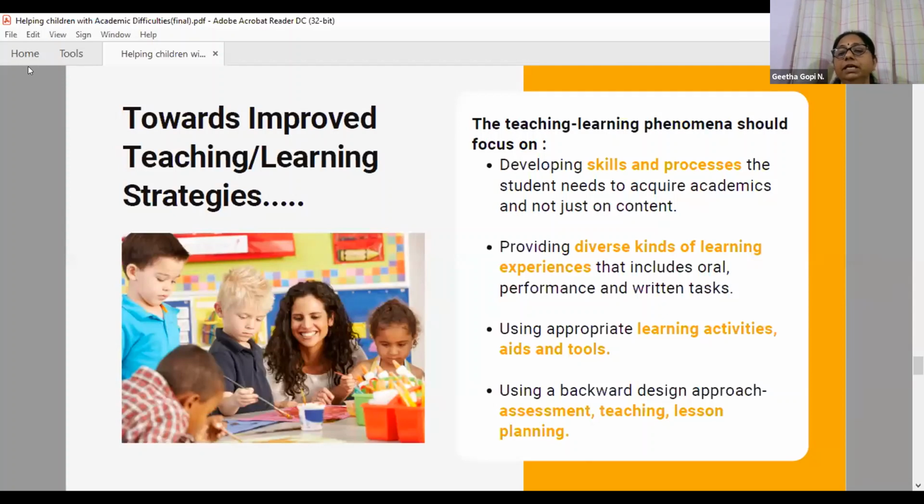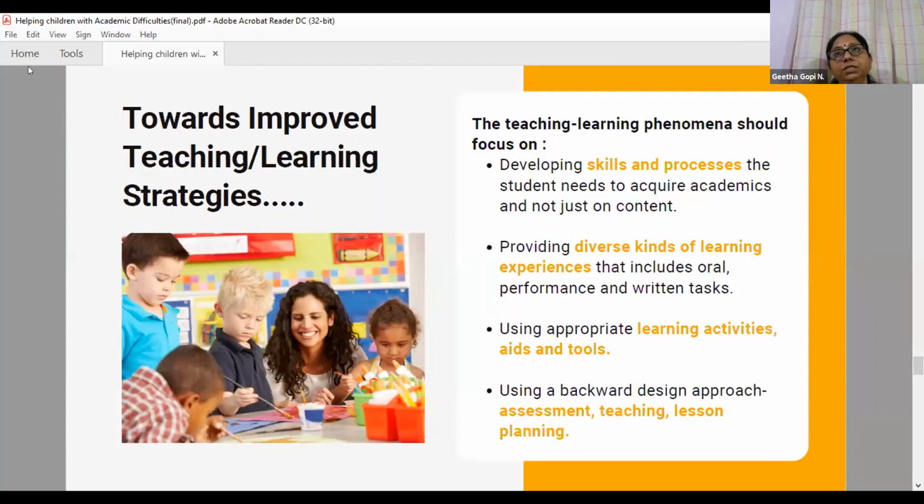Providing diverse kinds of learning experiences. Again, different children have different learning styles. Many of them learn through different modalities. Some of them may have a strong visual modality, which means they learn more by seeing or through visuals or pictures or charts and diagrams and so on.